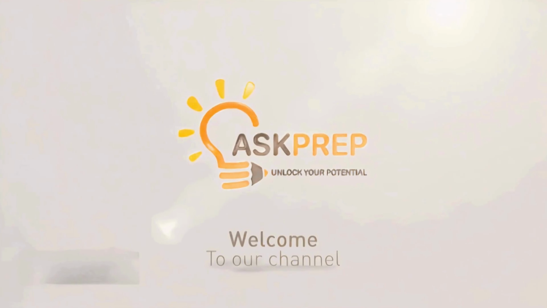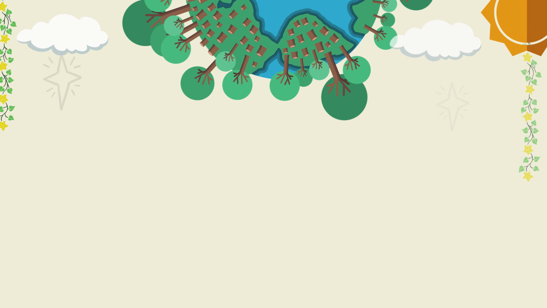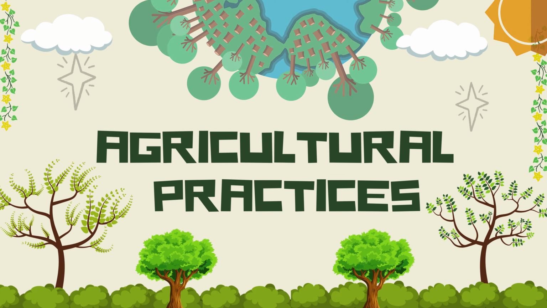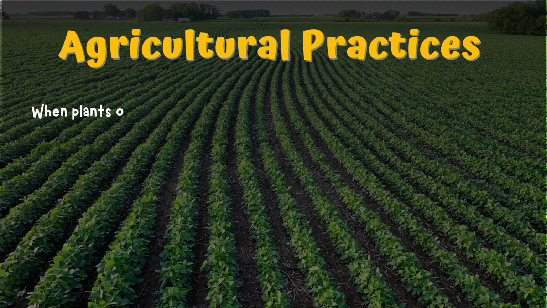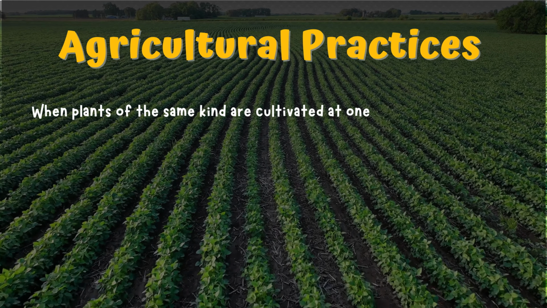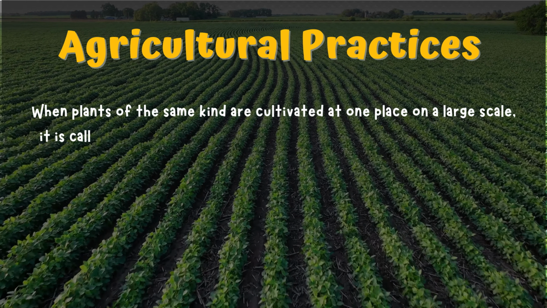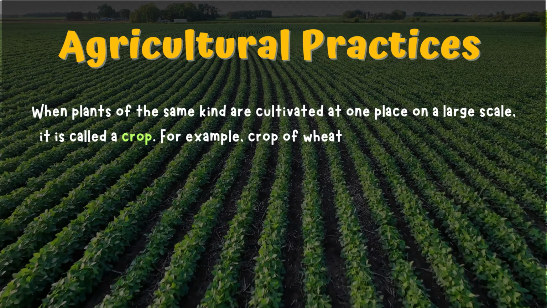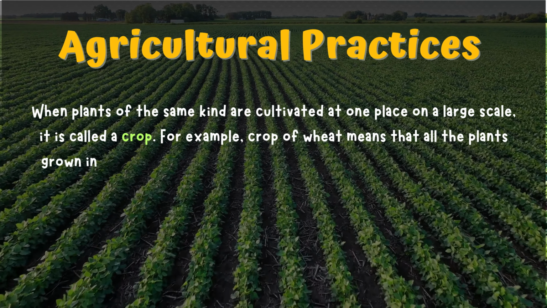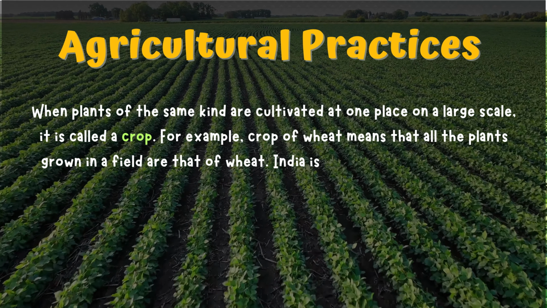In today's video, we are going to discuss agricultural practices. When plants of the same kind are cultivated at one place on a large scale, it is called a crop. For example, crop of wheat means that all the plants grown in a field are that of wheat.